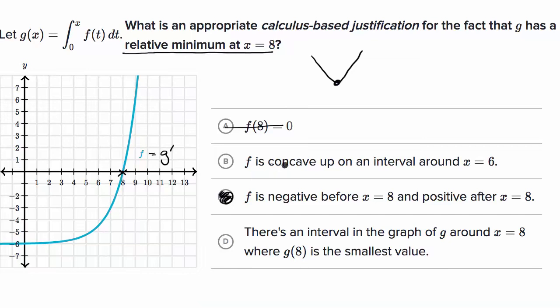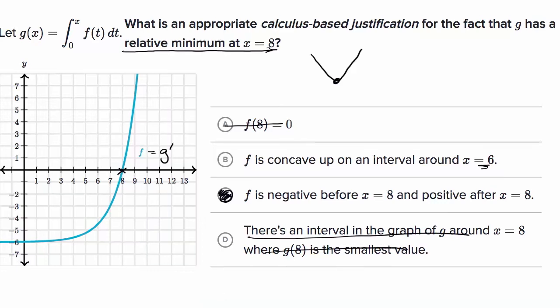Let's see about these. F is concave up on the interval around x equals 6. Well, x equals 6 is a little bit unrelated to that. There's an interval in the graph of g around x equals 8 where g of 8 is the smallest value. Well, this would be a justification for a relative minimum, but it is not calculus-based. So once again, I'll rule that one out as well.